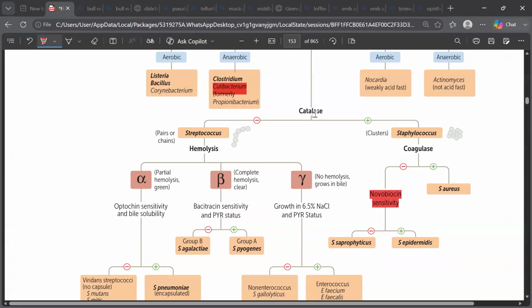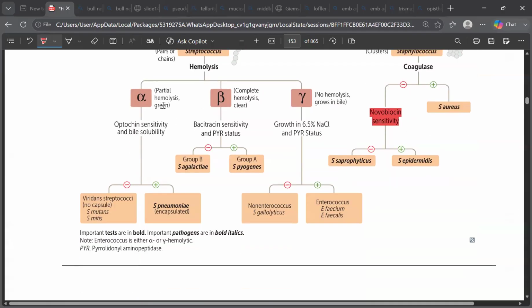Then we have the catalase negative organisms, which are the Streptococcus. Pairs or chains, not clusters. They are classified on the basis of hemolysis. Alpha hemolysis is partial hemolysis. It is green, and it is optochin sensitivity and bile solubility.